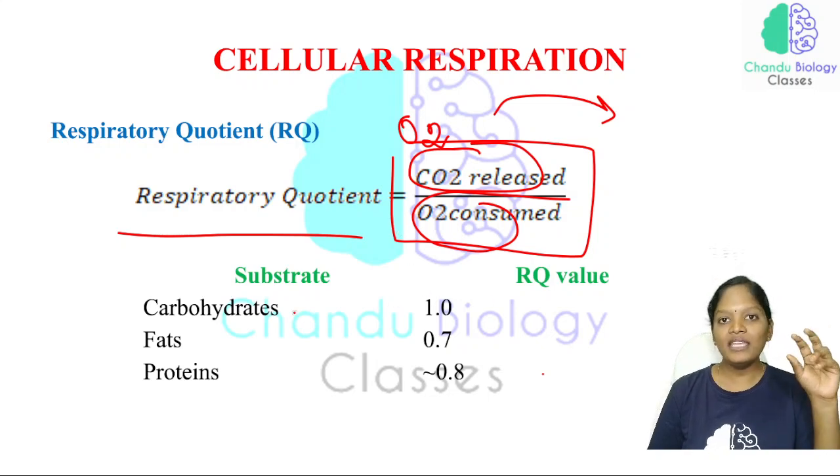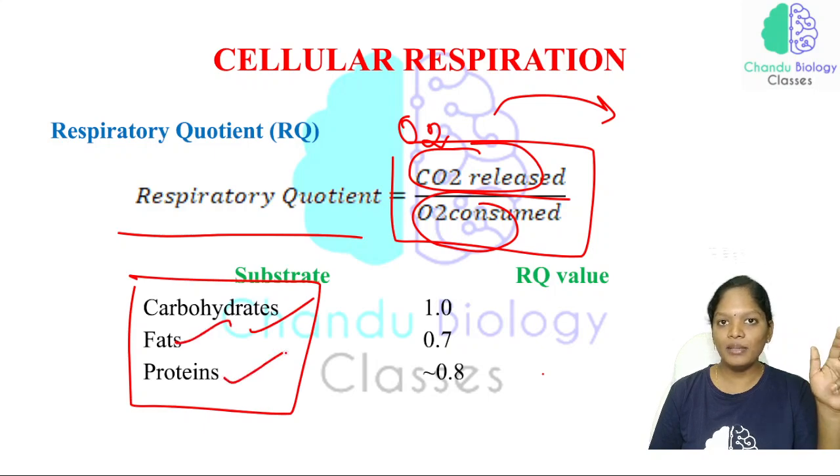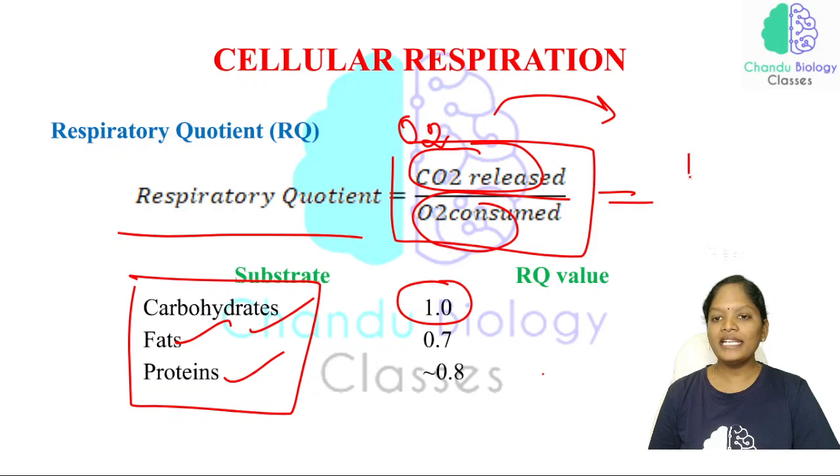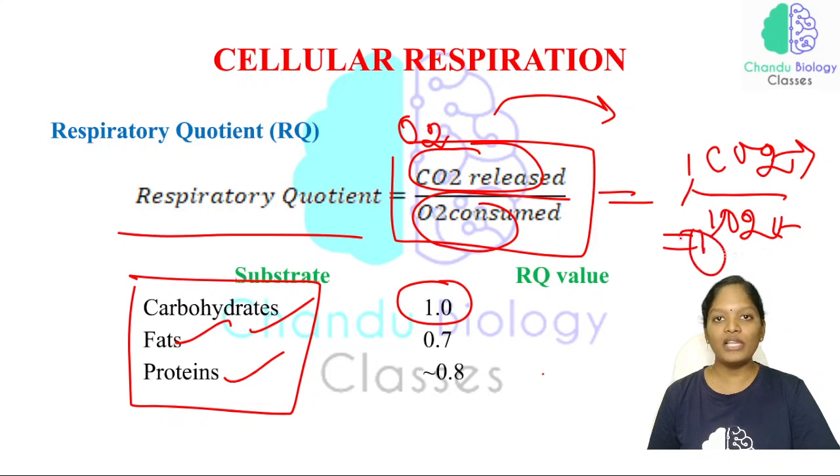Now see the RQ value of these biomolecules, that is carbohydrates, fats and proteins. The respiratory quotient value will be higher for the carbohydrates, which means what? For one carbon dioxide released, one oxygen molecule is consumed. So as a result, the RQ value will be 1.